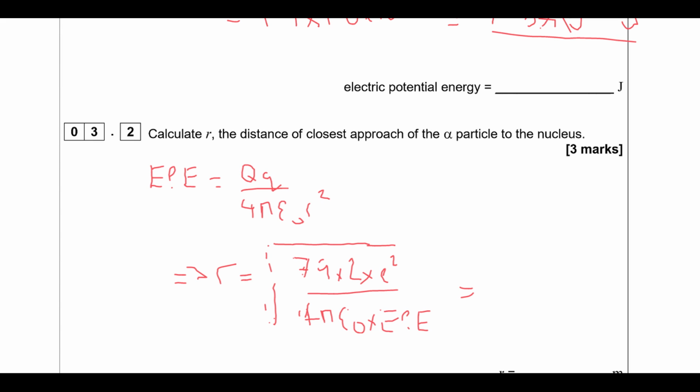So let's work that out. I've got the electric potential energy, times by 8.85 times 10 to the minus 12 times 4 times pi. So 79 times 2 times 1.6 times 10 to the minus 19 squared, all divided by the answer, and we get a value of 4.6 times 10 to the minus 14 meters as an idea of our closest distance of approach. So we're approaching the femtometer scale with this one.